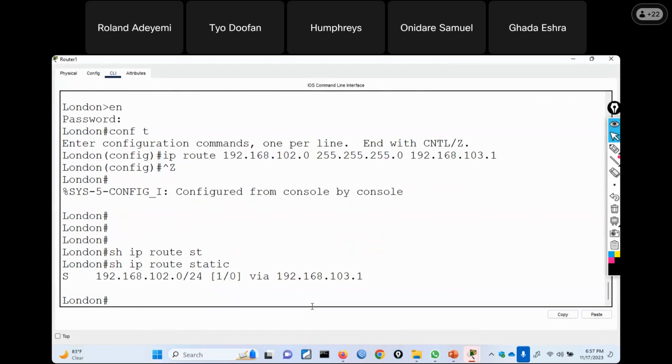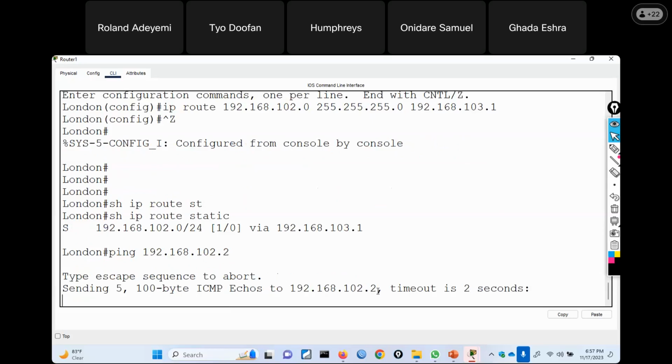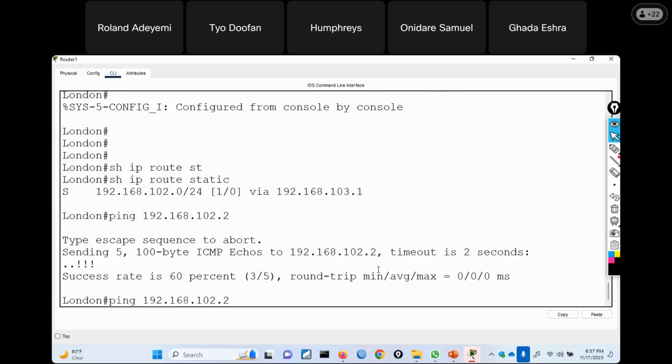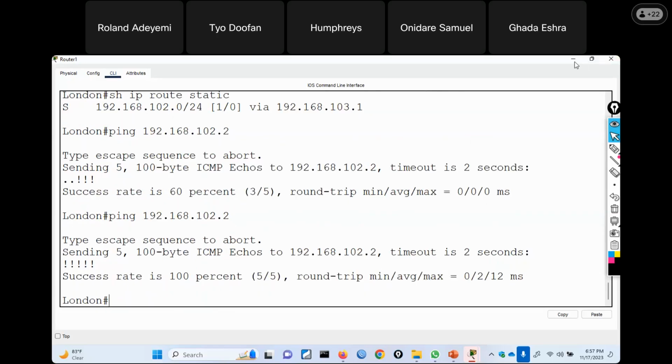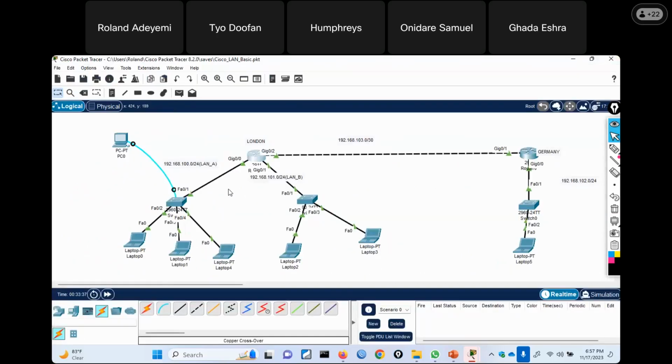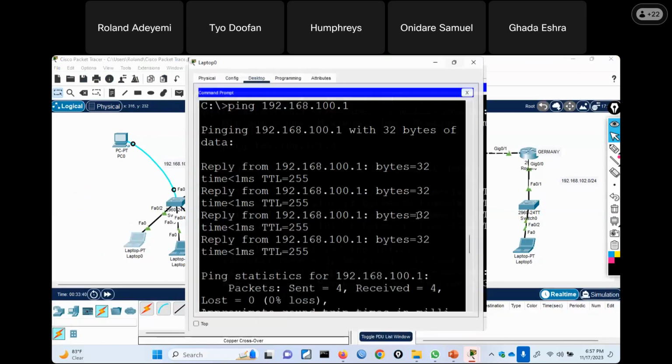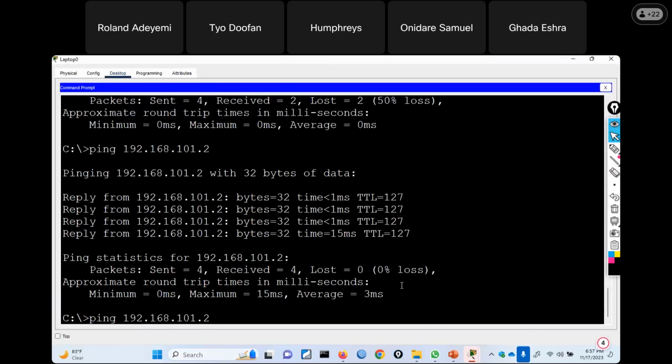Okay, we have only one pointing to the other side. So my London router should be able to reach that LAN, that 102 network. I think it's .2. My London router can reach it. So if my London router can reach it, somebody under London should be able to reach it. So let me go back to this guy and see if he can reach it. If it doesn't work, then I have to go bring the new routers out.